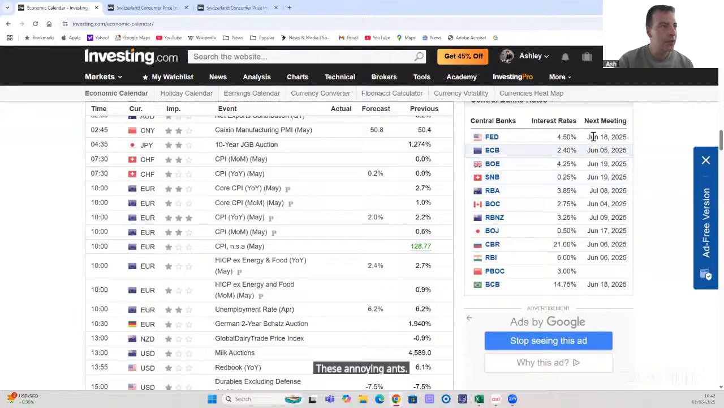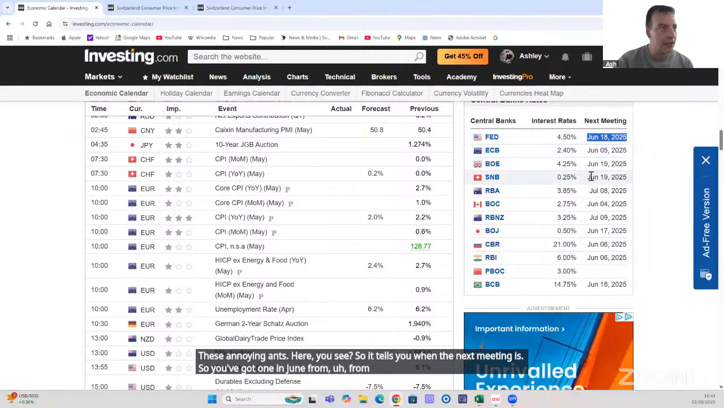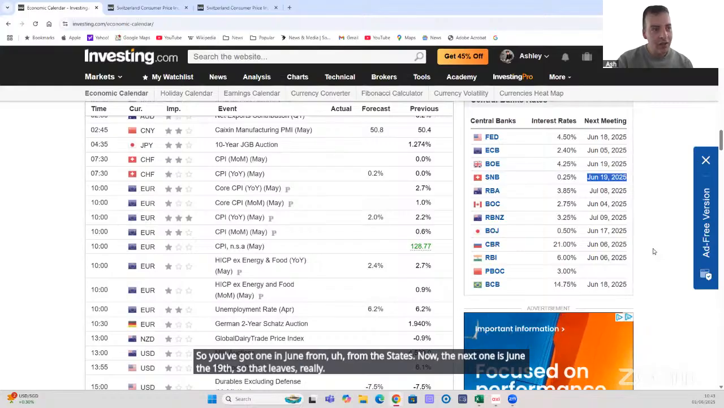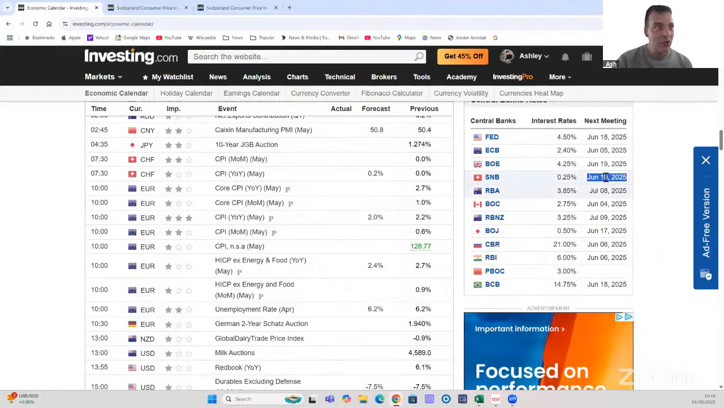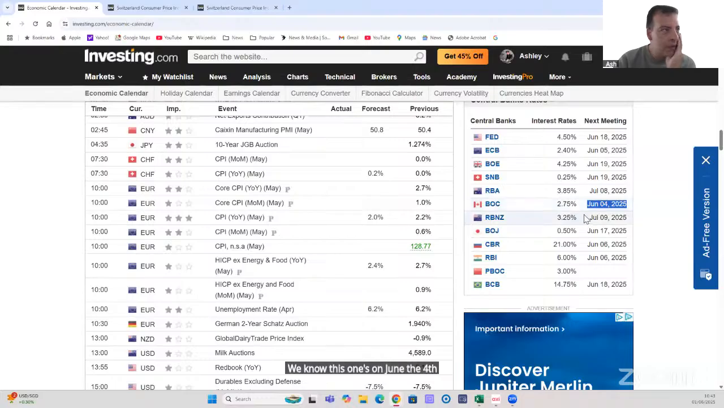Here, you see? So it tells you when the next meeting is. So you got one in June from the States. Now the next one's June the 19th. So that leaves really 2 weeks to be able to trade that one. RBA is next week. We know this one's on June the 4th. That one's not till July. So we've got a couple of weeks really before looking at these ones.